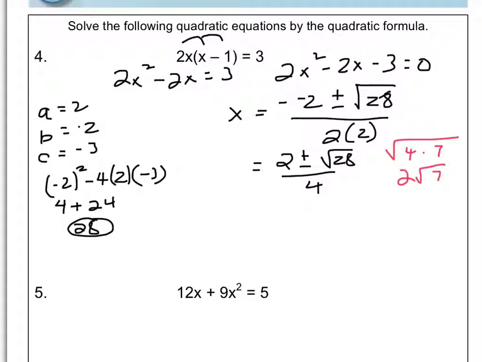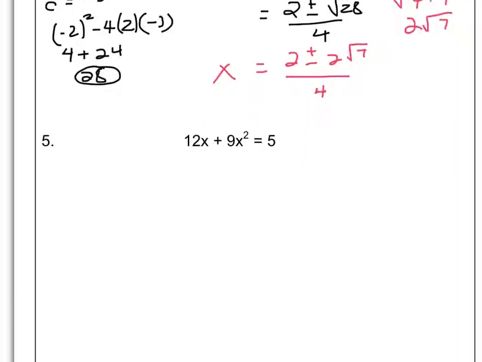So now I can write this as x equals 2 plus or minus 2 times the square root of 7, all divided by 4. And again, I don't expect you to reduce that in these answers. I am perfectly fine with you leaving it just like that right there. Okay? All right, now let's take a look at the last question.